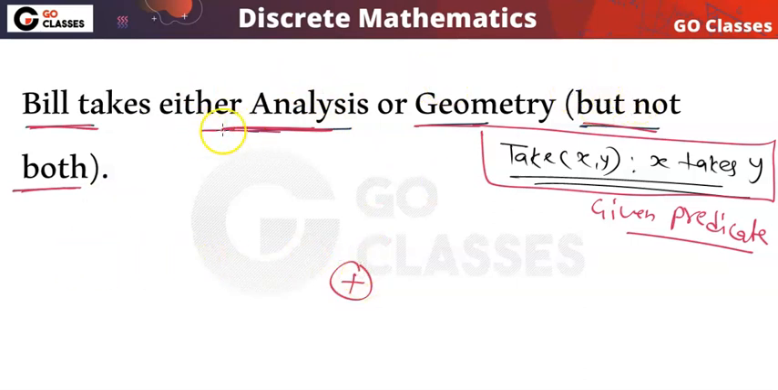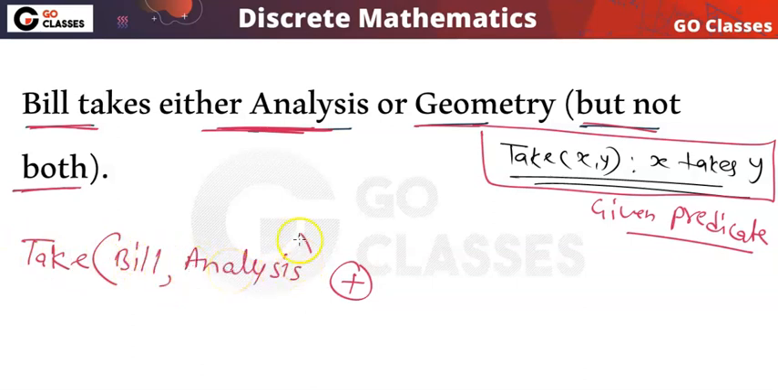It means Bill takes either analysis or geometry. And you can see, you can use this predicate. Take x, y means x takes y. Okay, so Bill takes analysis. So how can I write? Very simple. Take Bill comma analysis means Bill takes analysis. Remember, take x comma y means x takes y.